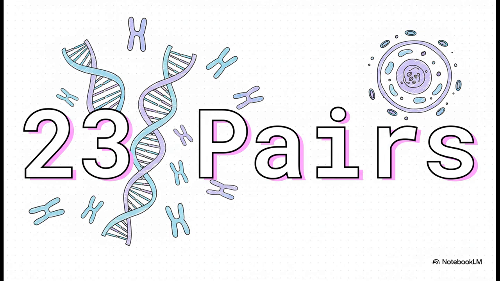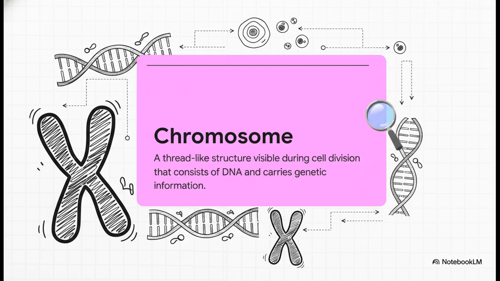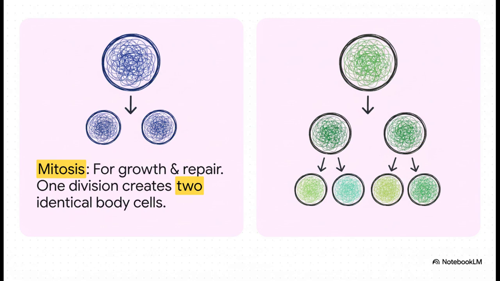And it's all organized into this one critical number, 23 pairs. In these pairs, they're called chromosomes. Each one is a super tightly coiled thread of DNA, that famous molecule that holds all of our genetic info. They are, quite literally, the master blueprints that decide everything from the color of your eyes to how your heart should beat.